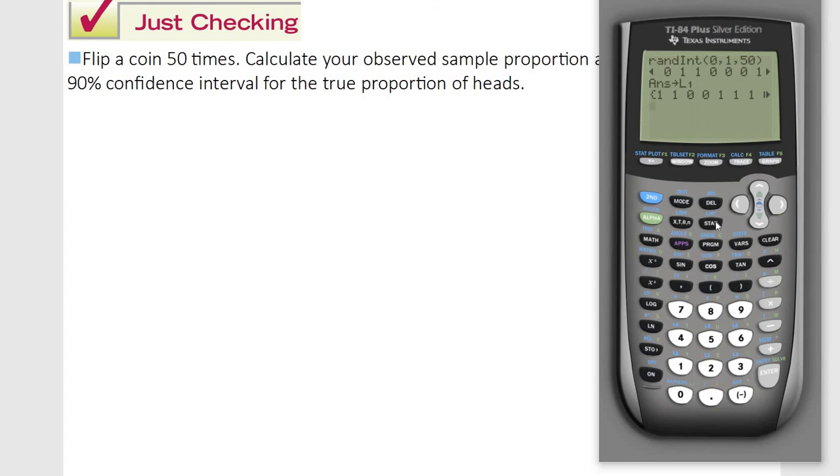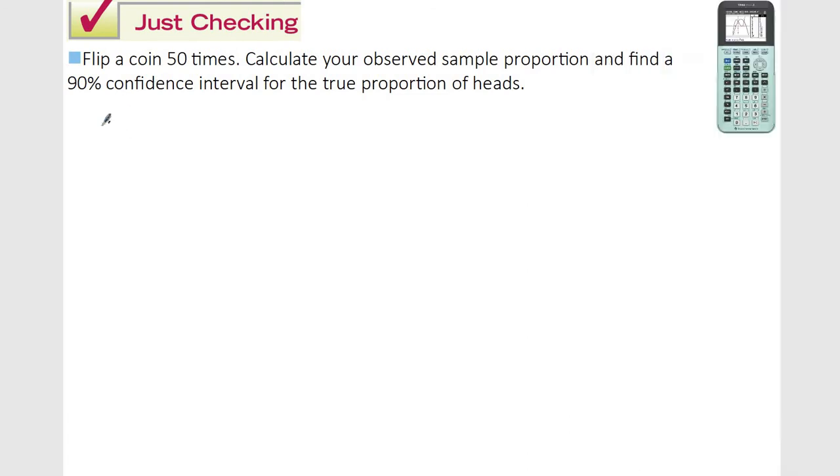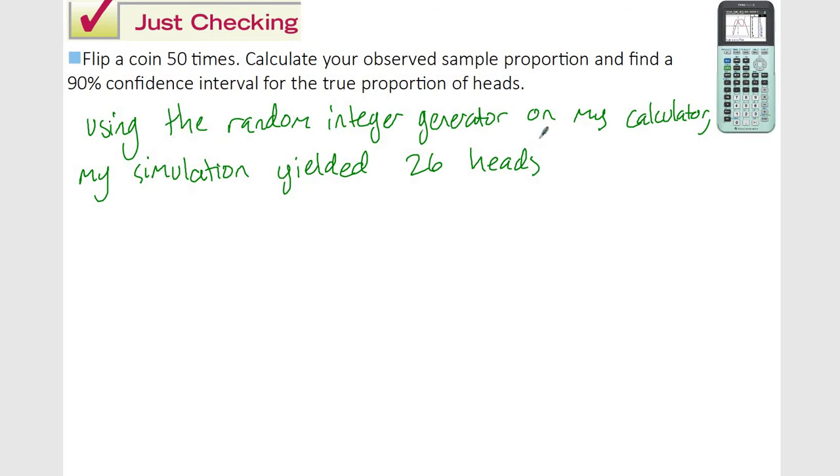And then you can go to stat. Wait, is it stat? Yes. So do your one variable statistics on your list, and then your sum is 26. So in our sample, we had 26 heads. So using the random integer generator on my calculator, my simulation yielded 26 heads.